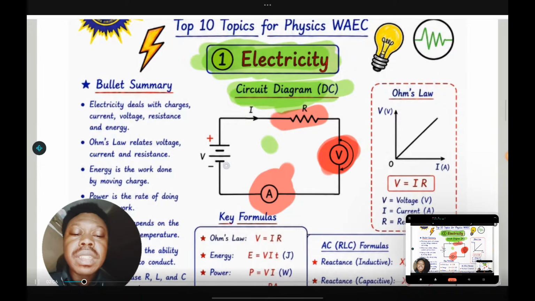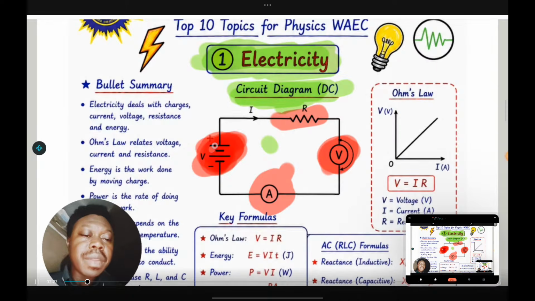This is your source, which is your battery. You can see there are 2 here. We call them a battery, not a cell. A cell is a single unit. If you see 2 of these, it means it is a battery.